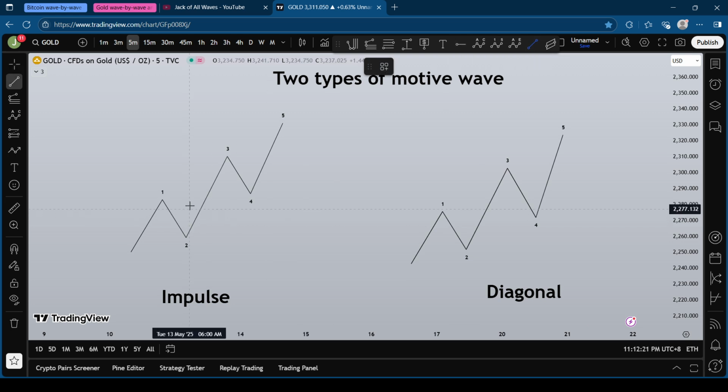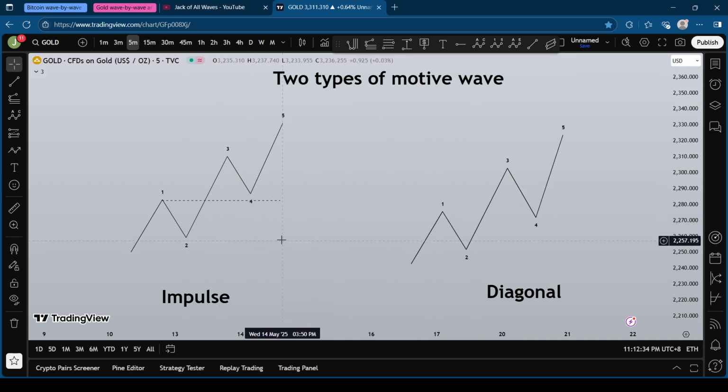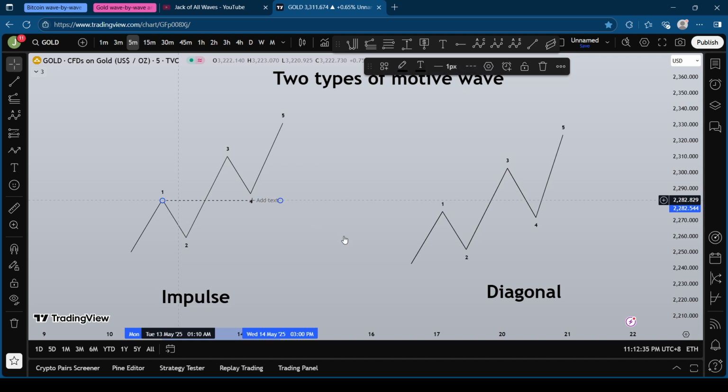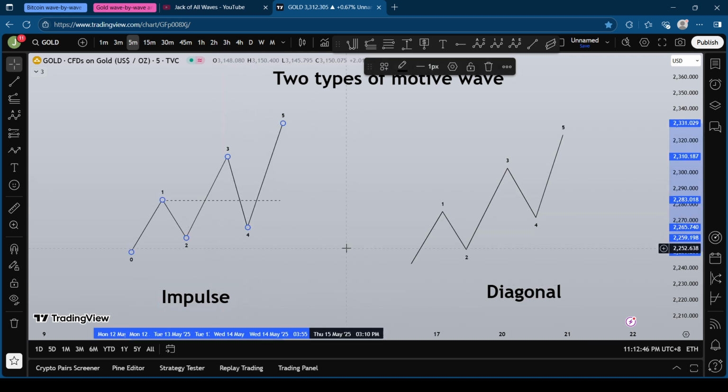For the impulse wave, when wave 4 retraces, the retracement must not go beyond the territory of wave 1. So in this case, this is the territory of the peak of wave 1. So for it to be considered impulse, the wave 4 should not go beyond the territory of wave 1.